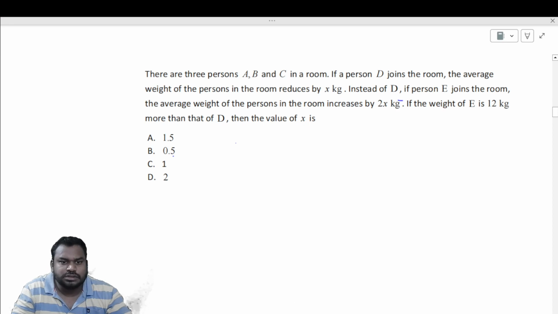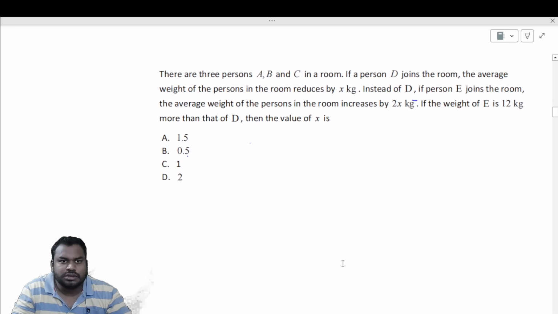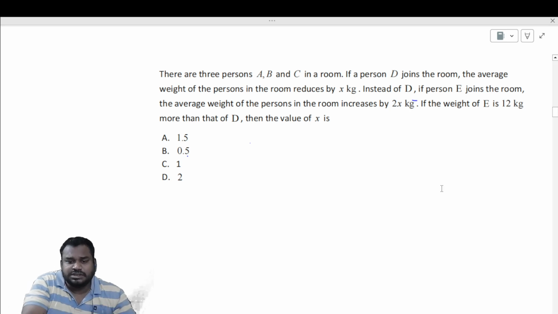Next question. There are three persons A, B, and C in a room. Person D joins the room. The average weight of persons in the room reduces by X kg. Instead of D, the person E. Suppose we don't know the average weight of the first three members. So I'll assume it as some K.